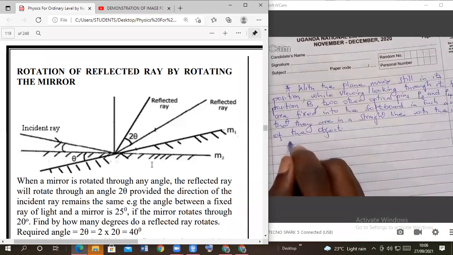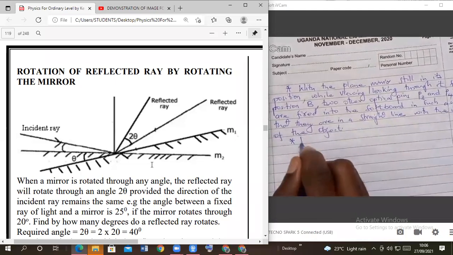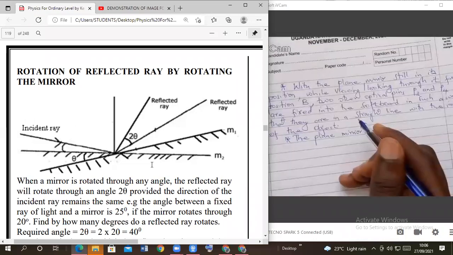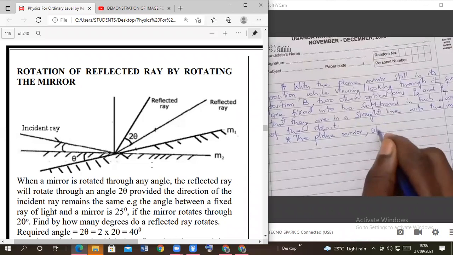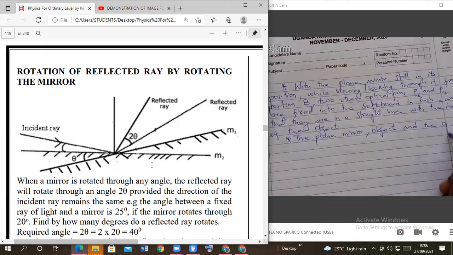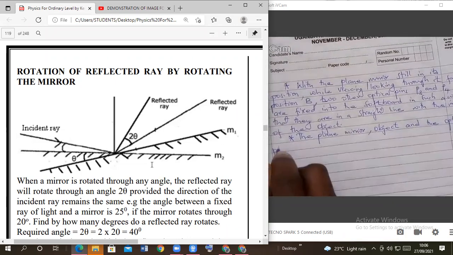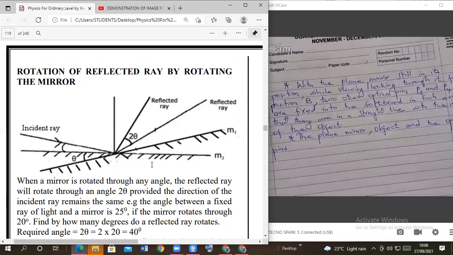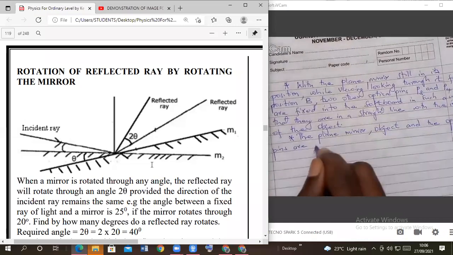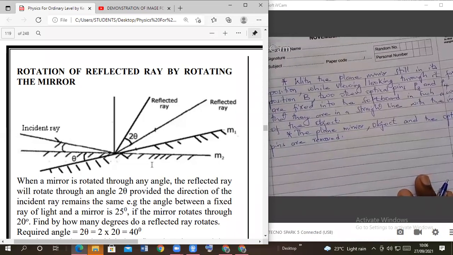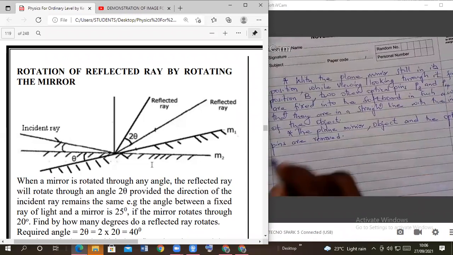Yes. Then the next step is after that, the plane mirror, the object, and the optical pins are removed. You are describing what you are doing, okay? The plane mirror, the object, and the optical pins are removed. After that, what next?